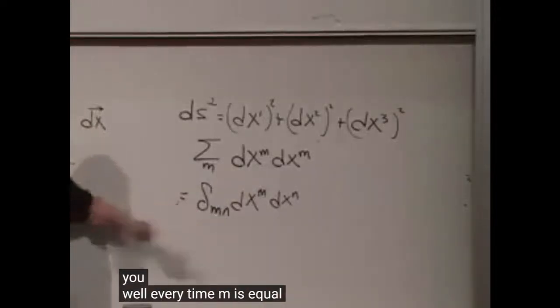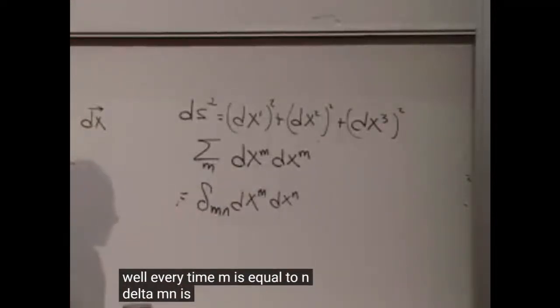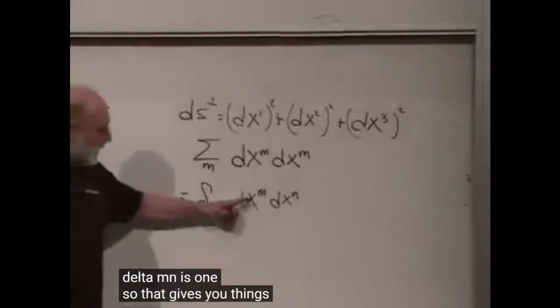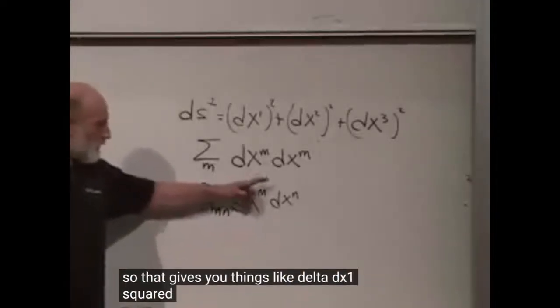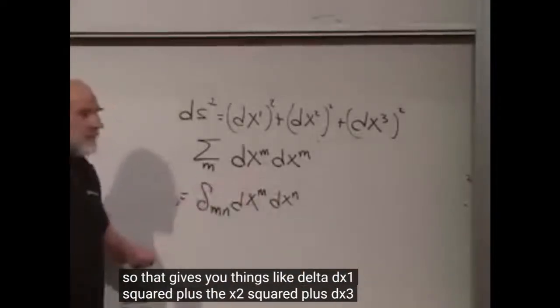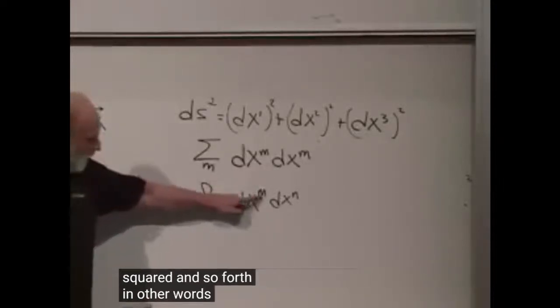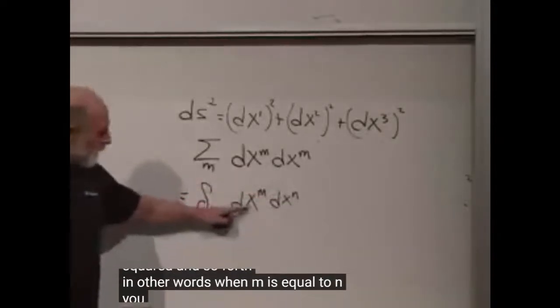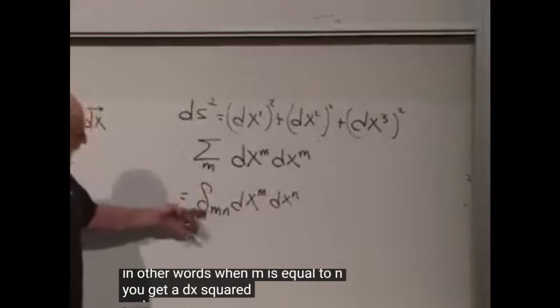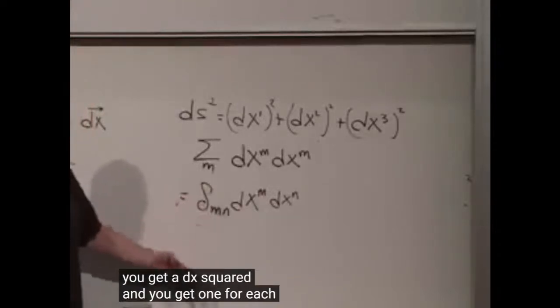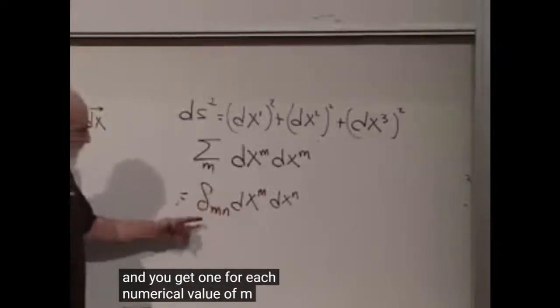Well, every time m is equal to n, delta mn is 1. So that gives you things like dx1 squared plus dx2 squared plus dx3 squared, and so forth. Otherwise it's 0. In other words, when m is equal to n, you get a dx squared, and you get one for each numerical value of m.